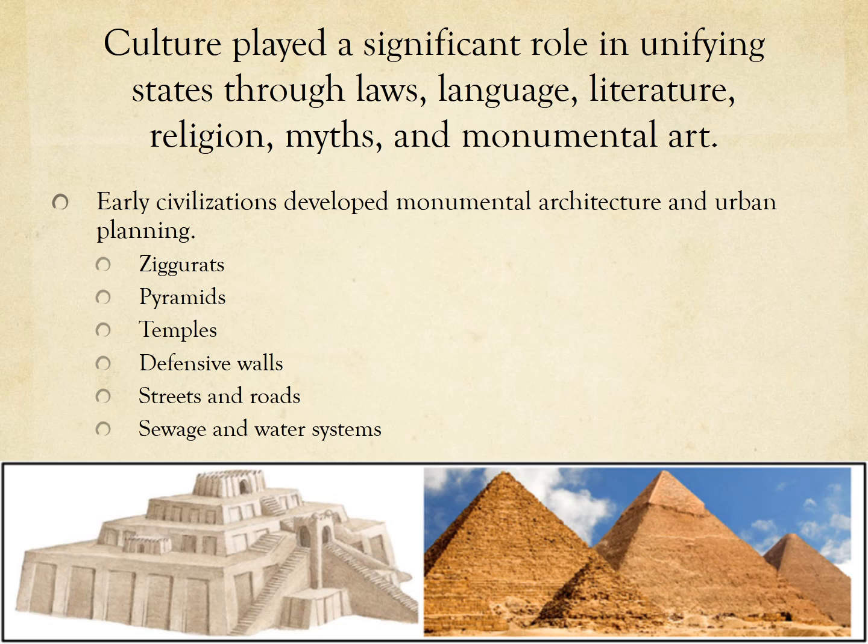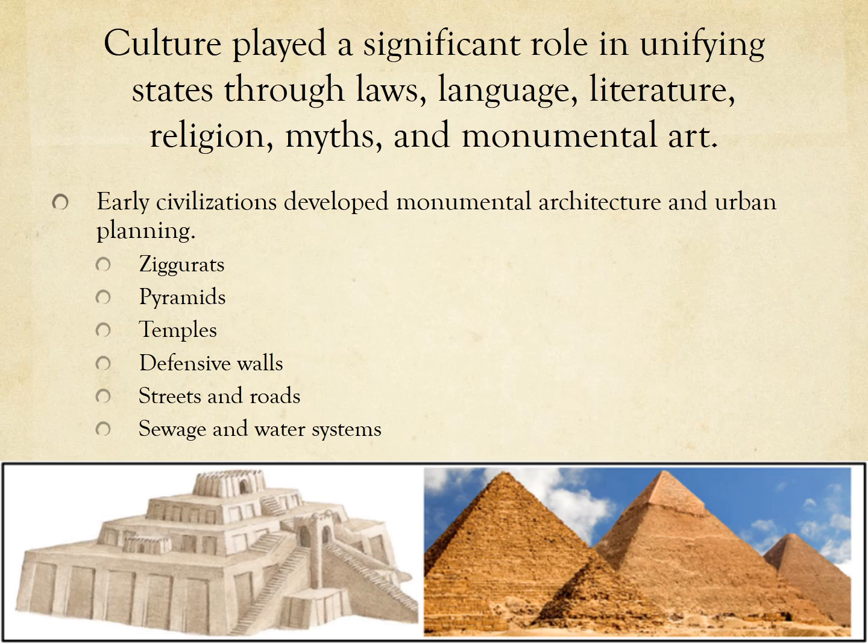So culture played a significant role in unifying the states through laws, language, literature, religion, myths, monumental art. So the early civilizations developed monumental architecture and urban planning. So you've got your ziggurats, you've got your pyramids, and the whole purpose of those was A, to show the might of the ruler, but then B, to worship the gods. Now, the pyramids were a little different because they were considered burial places, but also showing the might of the ruler. You've got temples, which were there for worshiping the gods.